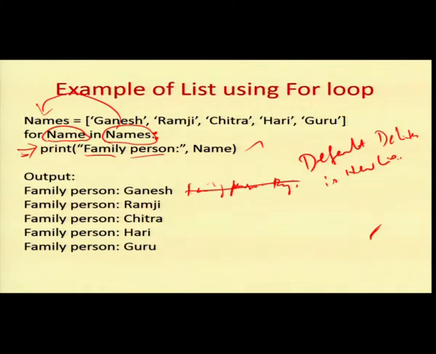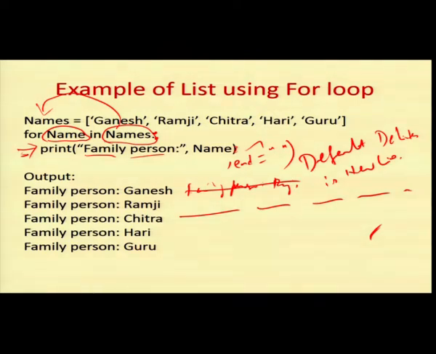Supposing I wanted it to get printed on the same line with some spaces, how should I do it? Here I am supposed to print it as print family person close the quotes comma name comma end equal to double quotes, give a space, double quotes and then close the braces. When you do like this, whatever output you want will get printed on a single line with spaces.